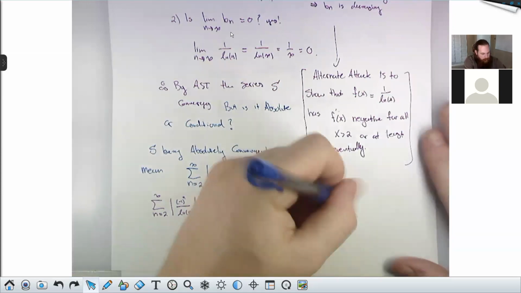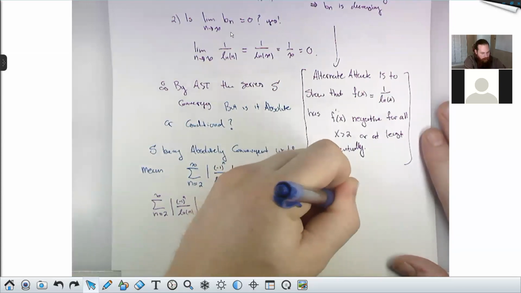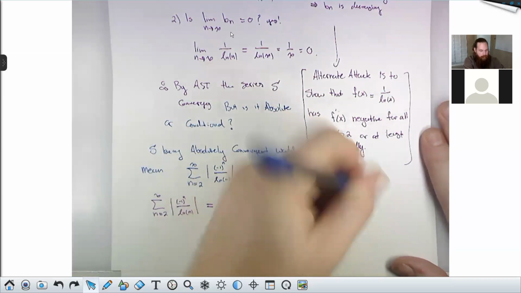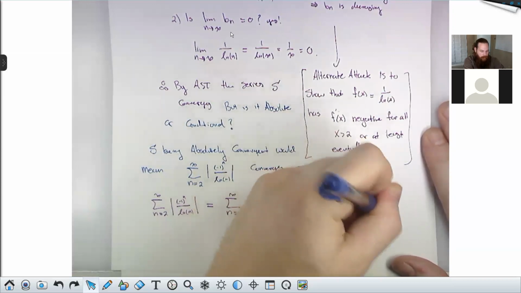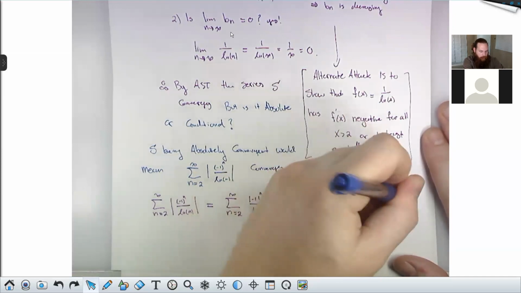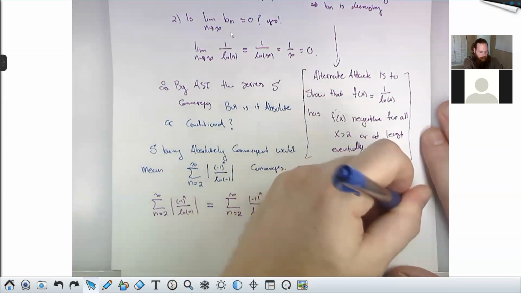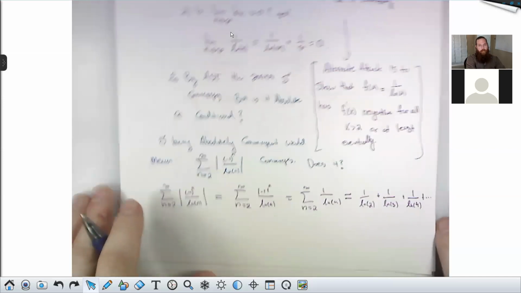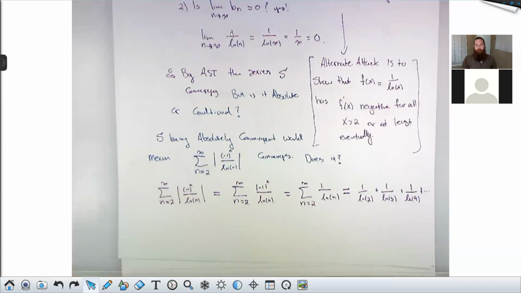Maybe it would help if I write out the first few terms. So this is 1 over natural log of 2 plus 1 over the natural log of 3 plus 1 over the natural log of 4 and so on. Does it pass TFD?